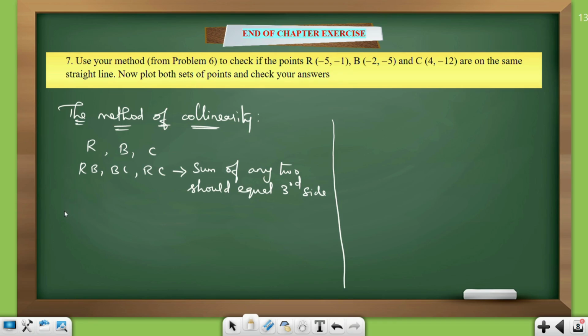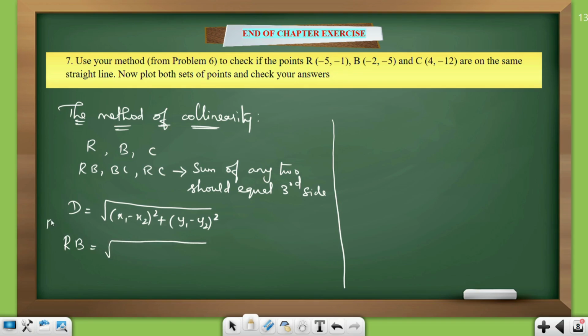First let's start to find the distance of the 3 sides by using the distance formula, that is the square root of (x2 minus x1) the whole square plus (y2 minus y1) the whole square. Here we can choose either x2 minus x1 or x1 minus x2, anyhow we will get the same answer. So let's start with AB.